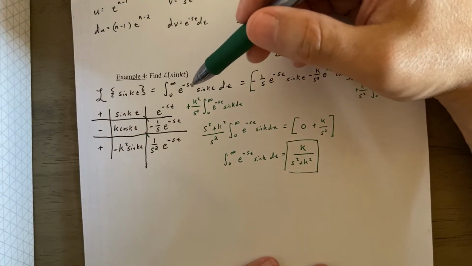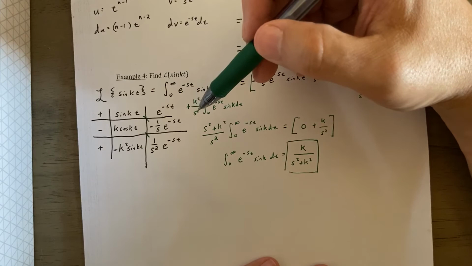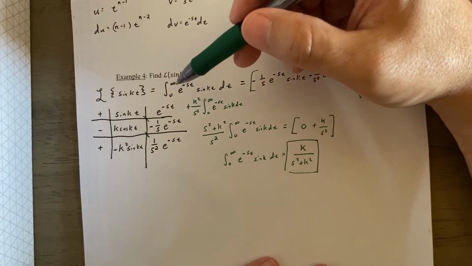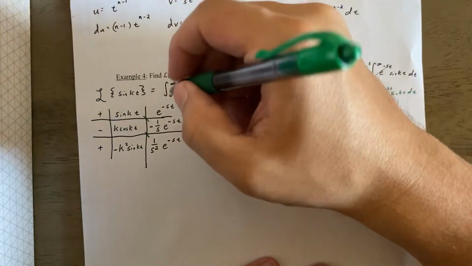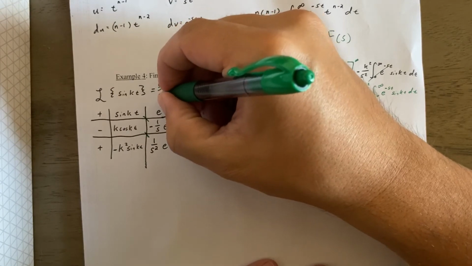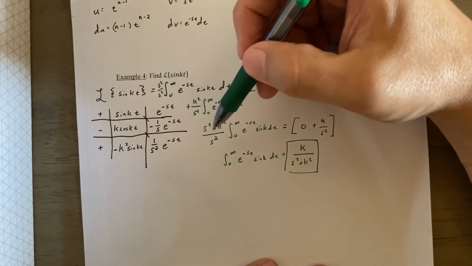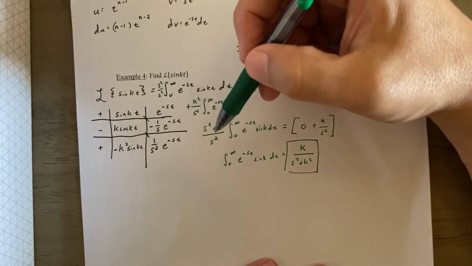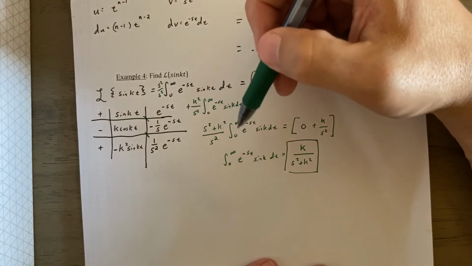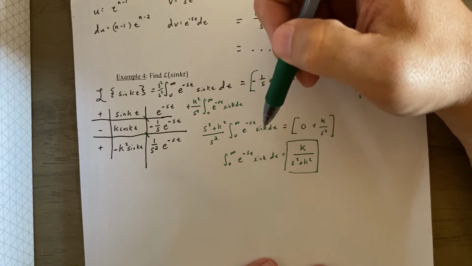When I add it, notice that I have an s squared as the denominator. So this is really s squared over s squared to give me 1. When I add s squared plus k squared, I get s squared plus k squared all over s squared, times the integral of e to the negative st sine kt dt.